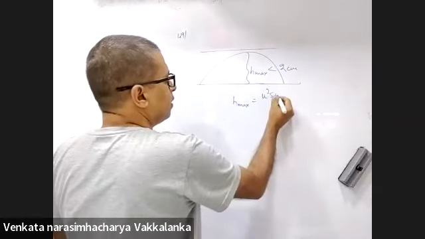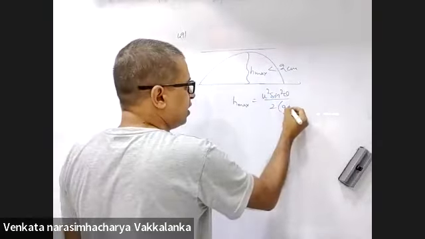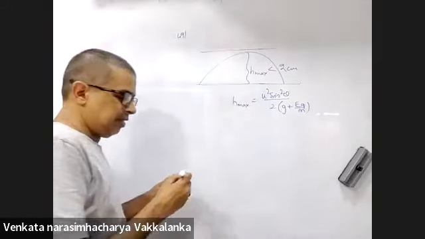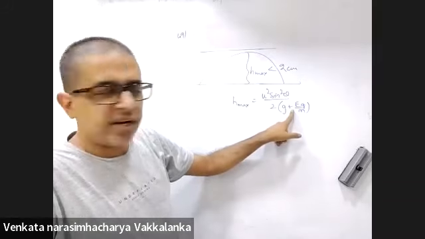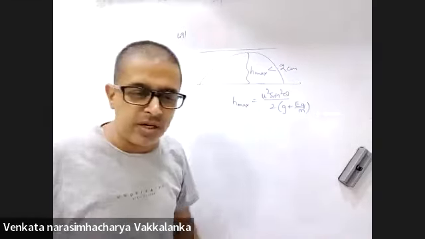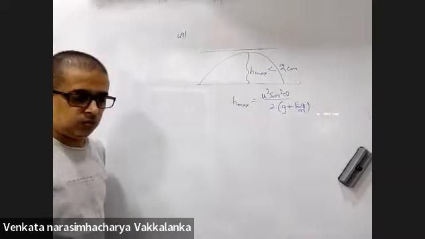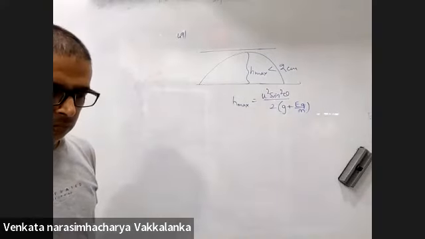What is the formula for H maximum? U square sin square theta by 2g. In the place of g, I will write g plus EQ by M, because the electric force is in the downward direction. Effective g is g plus EQ by M. H maximum should be less than 2 centimeters is my equation. Yes or no? Yes.